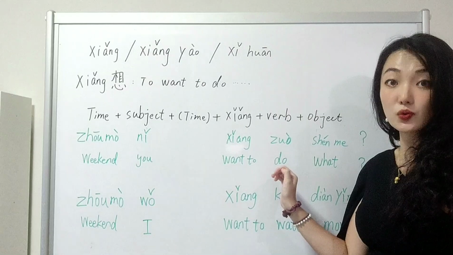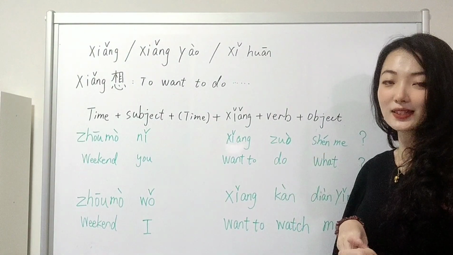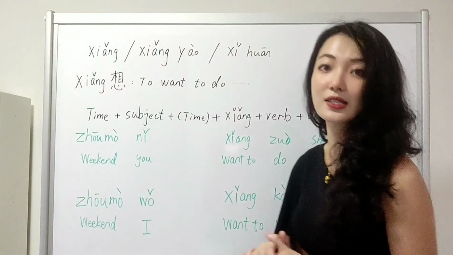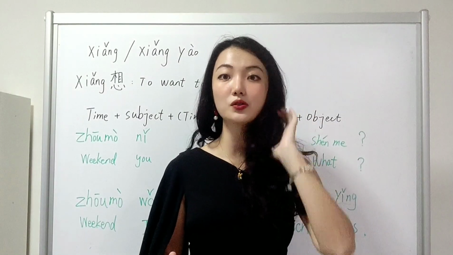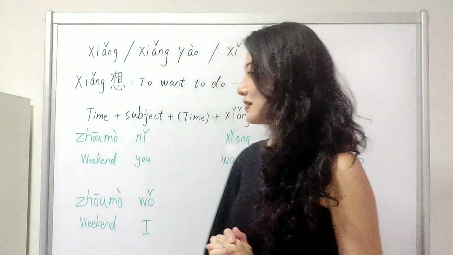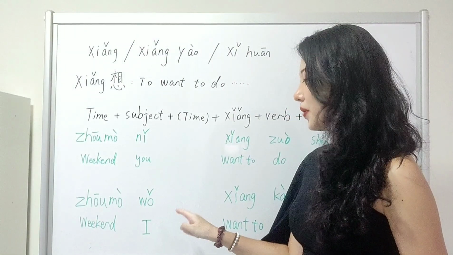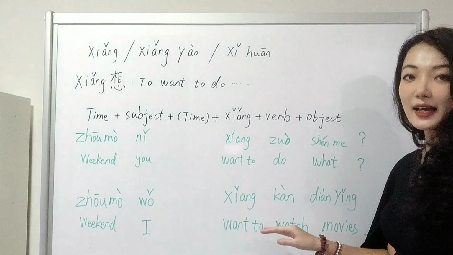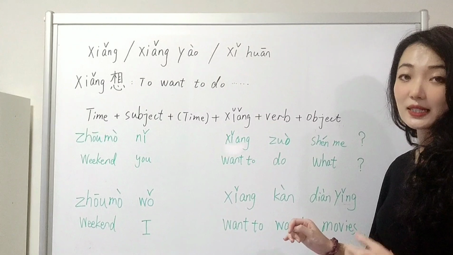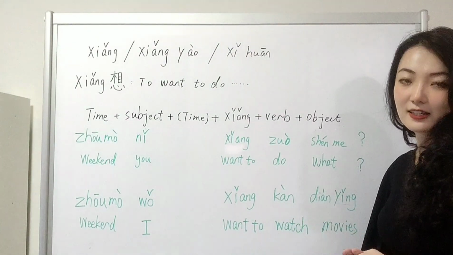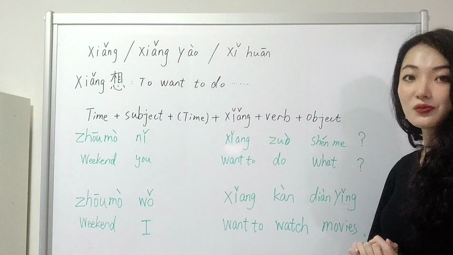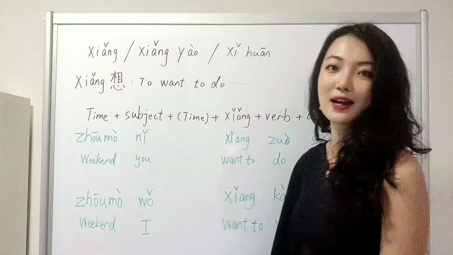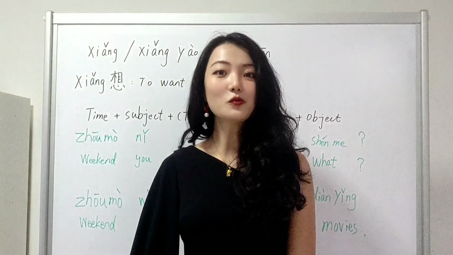想 means want to do something or would like to do something. 做 means to do something. 什么 means what. So weekend, you want to do what? It just means what would you like to do, or what do you want to do on the weekend? The answer is 周末我想看电影。看 means to watch or to read or to see, depending on the context. Here 电影 means movies, so 看电影 means to watch movies. 周末我想看电影。I want to watch movies on the weekend.